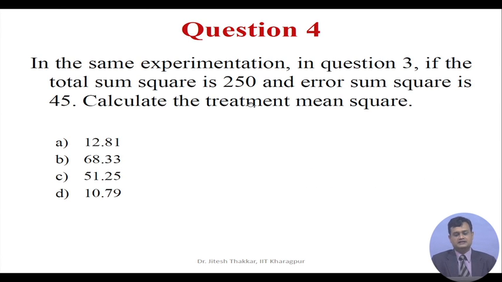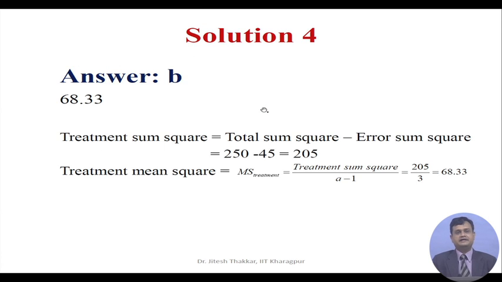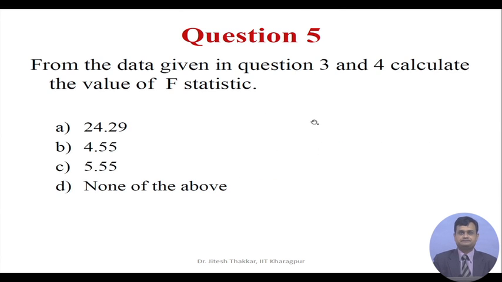Question 4. In the same experimentation in question 3, if the total sum of square is 250 and error sum of square is 45, calculate the treatment mean square. You can see the options on the screen, and the correct answer is B, 68.33. The solution is represented here. As you know, treatment sum of square is equal to total sum of square minus error sum of square, and this comes out to be 205. Treatment mean square MS treatment is basically treatment sum of square divided by degree of freedom a minus 1. So, 205 divided by 3, which is 68.33.